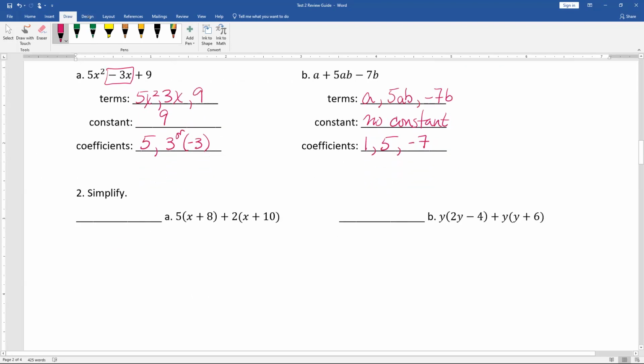All right, so let's simplify 5 times x plus 8 plus 2 times x plus 10. Julian, what do I need to do first? 5x plus 8. Uh-oh. Okay, settle down, please. I am recording. I have to distribute. When I distribute that 5, what do I multiply the 5 times?